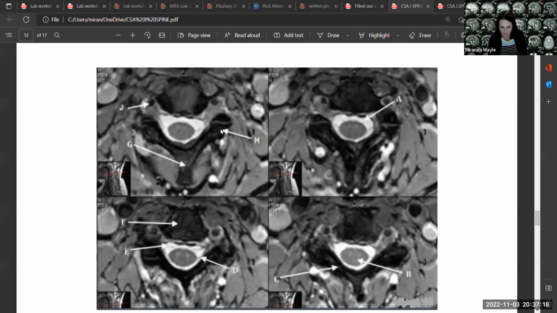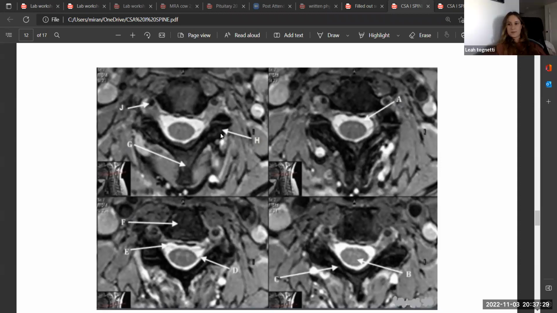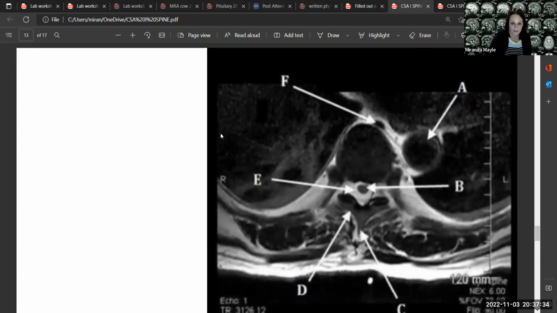Okay. Here's our lamina. Here's our spinous process, lamina. What's the lamina fall between? Spinous process and transverse process. Transverse process. Good. All right, let's look at one more axial and then we're going to take a break from the spine.